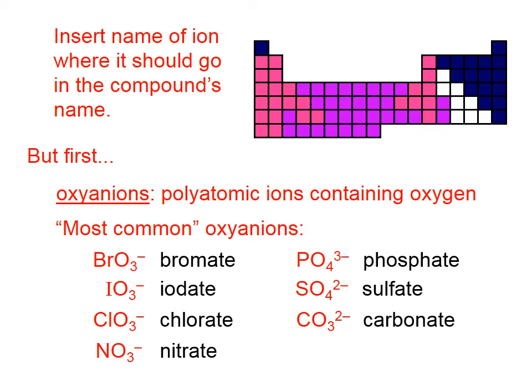You're actually going to make your life a lot easier if you memorize these most common oxyanions, because if you know all of these, you can name many other variations of these based on a naming convention rule. Notice that I've grouped all of the something O3 minus together. Then we have the phosphate, sulfate, and carbonate ion. Those need to be memorized.